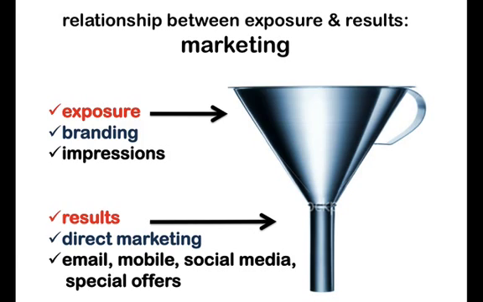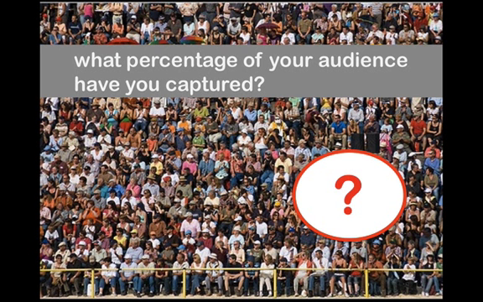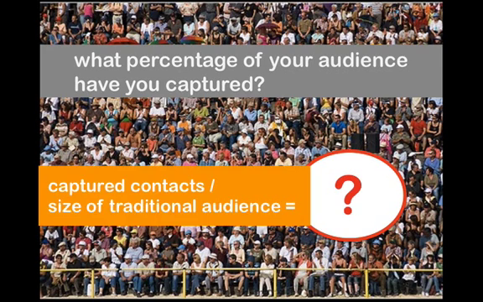And those are where those results come in, that direct marketing: capturing email addresses, mobile numbers, social media followers, and converting on special offers. I have a challenge for you. Particularly if you are a sales manager, have a goal and understand what percentage of your audience you have captured. So come up with your monthly total audience, whatever that means to you based on your type of local publication, newspaper, radio, television. What is the size of your traditional audience on a monthly basis? And look at all the email addresses, mobile numbers, social media followers you've captured just for your particular local media organization. And what percentage have you captured?